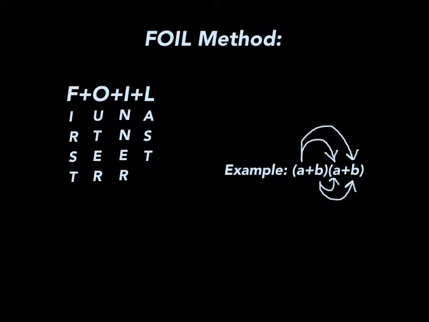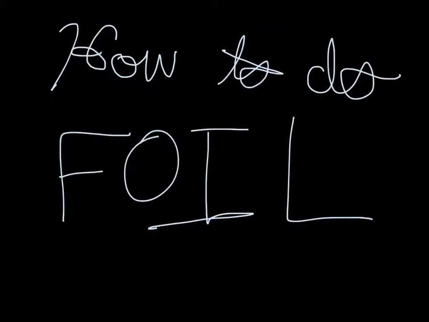So here's an example of the FOIL method. That just means multiplying the first, outer, inner, last terms. There you go.